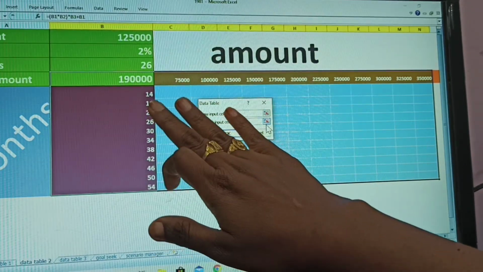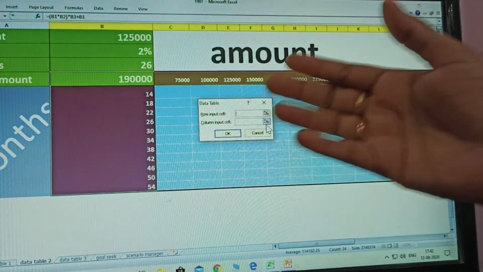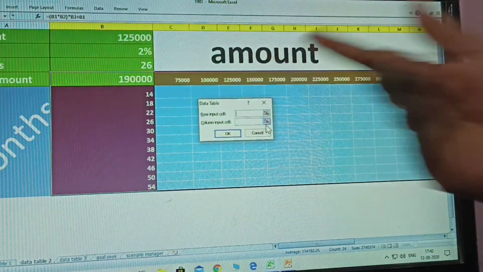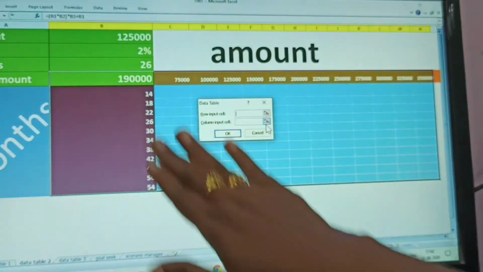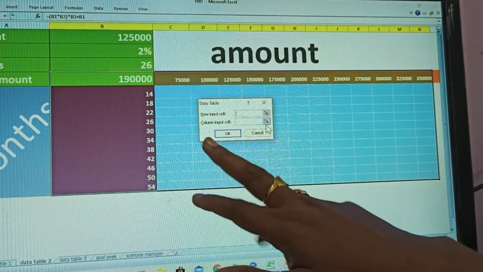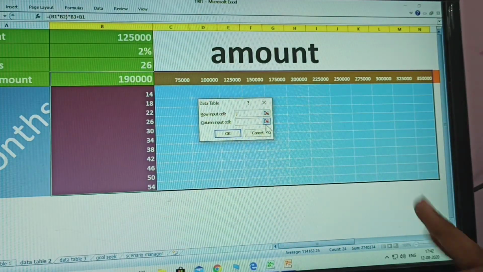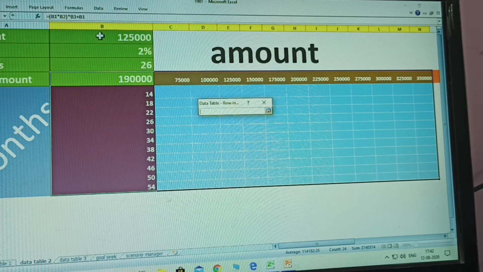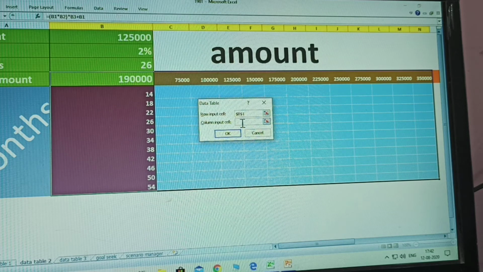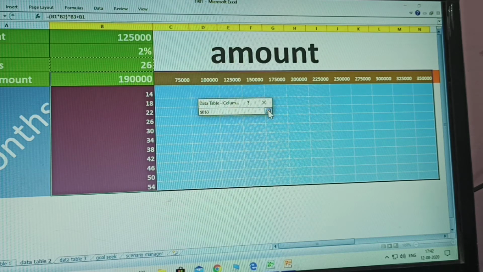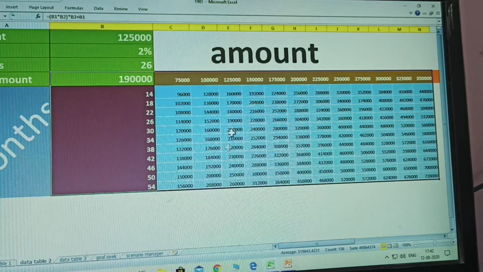If different persons pay for different months, you pay the financial amount; not all members pay for 26 months. So the columns are given to months, rows given to amounts. I selected that. I click here: what is that? Amounts, rows. Next, click here: what is that? Months. After that, click OK, and directly the data table comes.